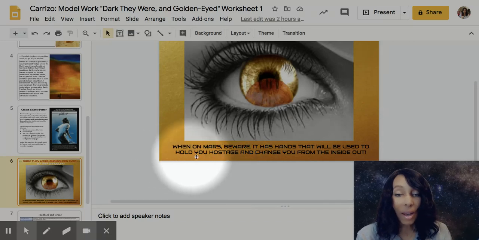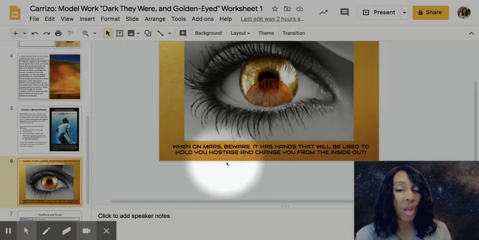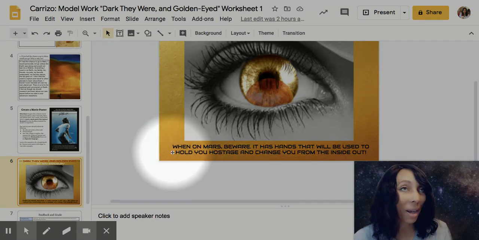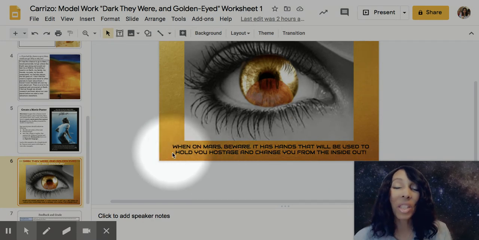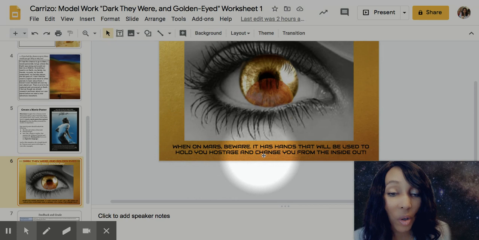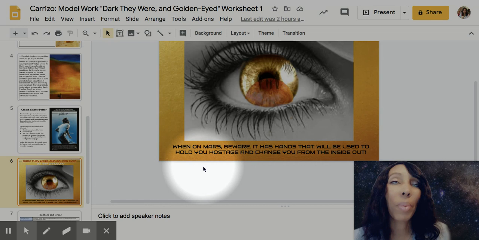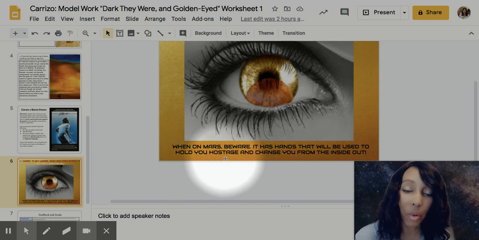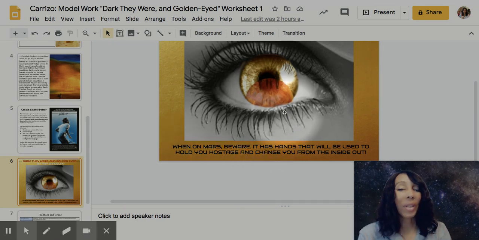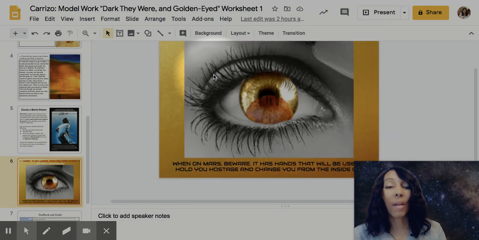When on Mars, beware it has hands that will be used to hold you hostage and change you from the inside out. This is an example. Did you recognize it? This is a slogan using personification. Mars, beware. Hands that will hold you hostage. Of course, a planet doesn't have hands and it cannot hold you hostage, and it cannot change you from the inside out. So very creatively done. This shows mastery of even the most creative idea of making a movie poster.